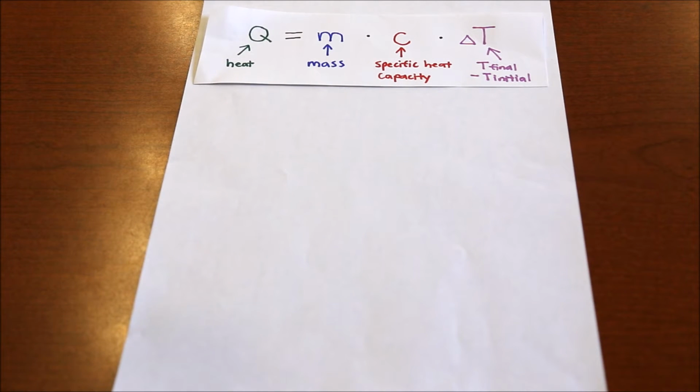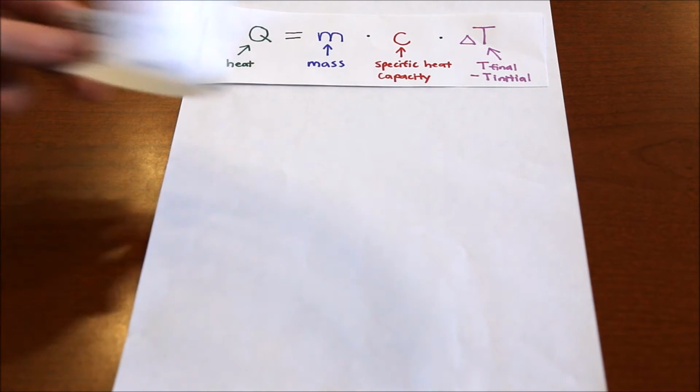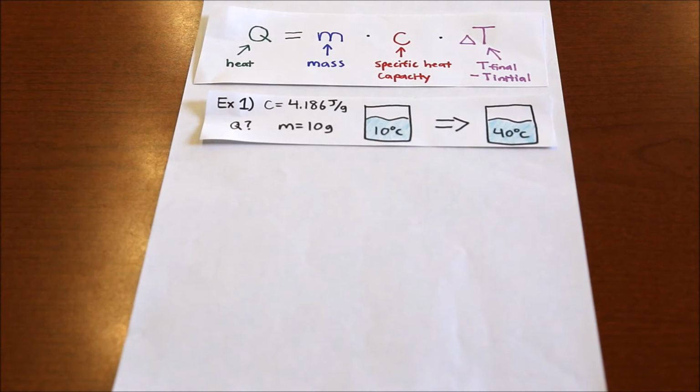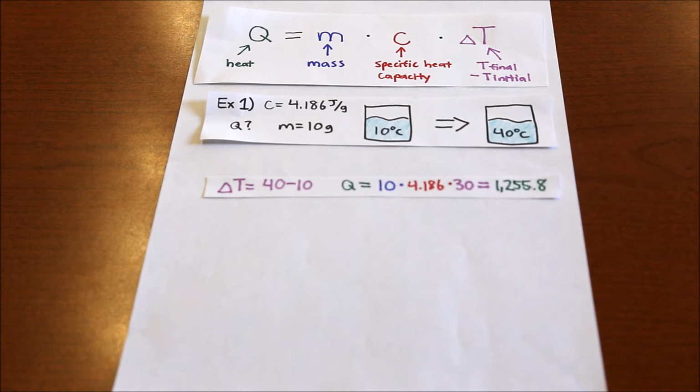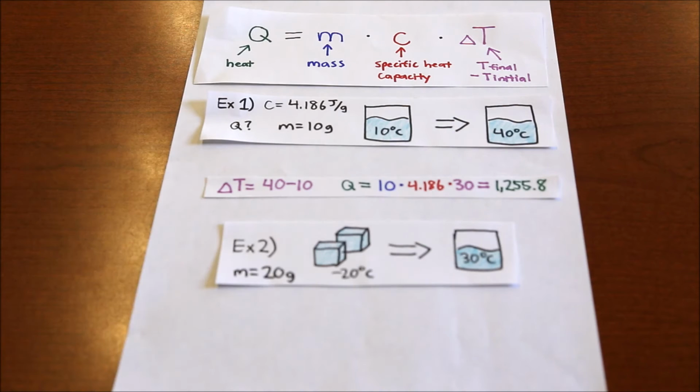What is specific heat capacity? It is the required heat to raise 1 gram of something up 1 degree Celsius. Let's try two examples. First, we have 10 grams of water starting at 10 degrees Celsius and increasing to 40. The specific heat capacity of water is 4.186 joules per gram. How much energy is required in this increase in temperature? We find delta T by subtracting 40 by 10, and the mass and the specific heat capacity are given. Plugging the information in, we get that Q is 1255.8.